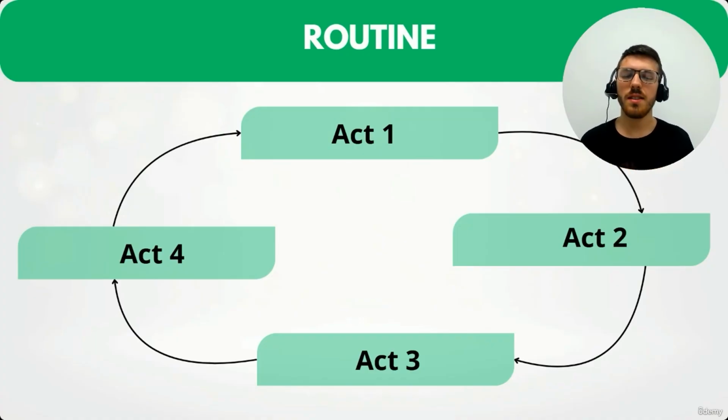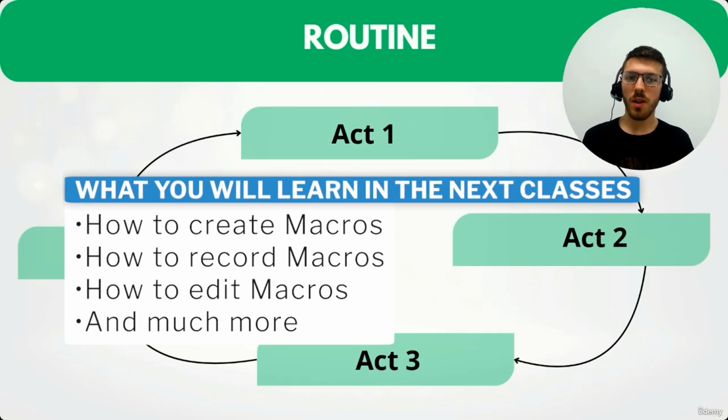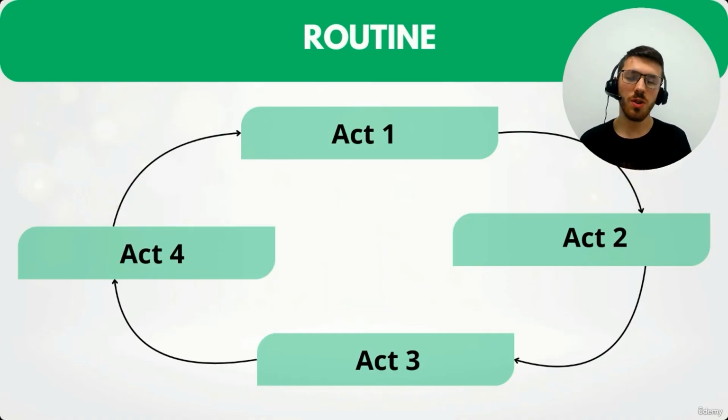But this first class is just for you to really understand what a macro is. So basically what we're going to do from now on is how you can create a macro, how you can record a macro, how you can edit a macro. We will have some classes about conditionals and loops in the programming language, that is VBA. But again, these are more advanced things for you that don't want to do the same thing every day. Here you can already automate it. This is it for this class. In our next class, we will see how you can record or create a macro. Very well, see you there.